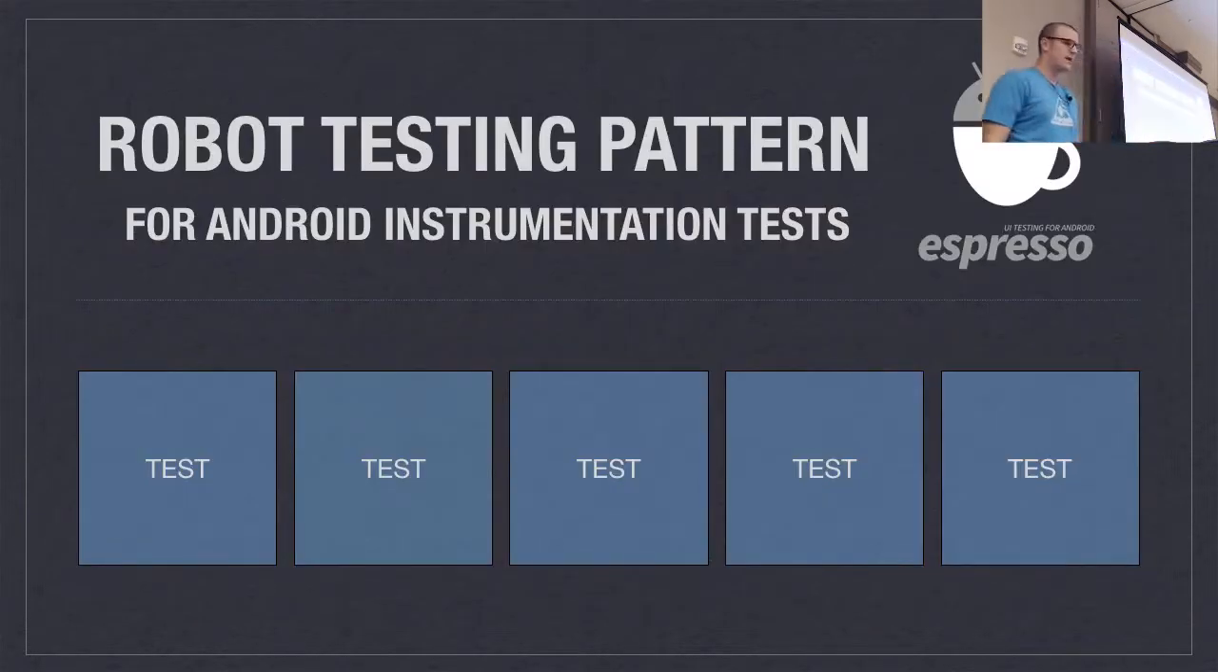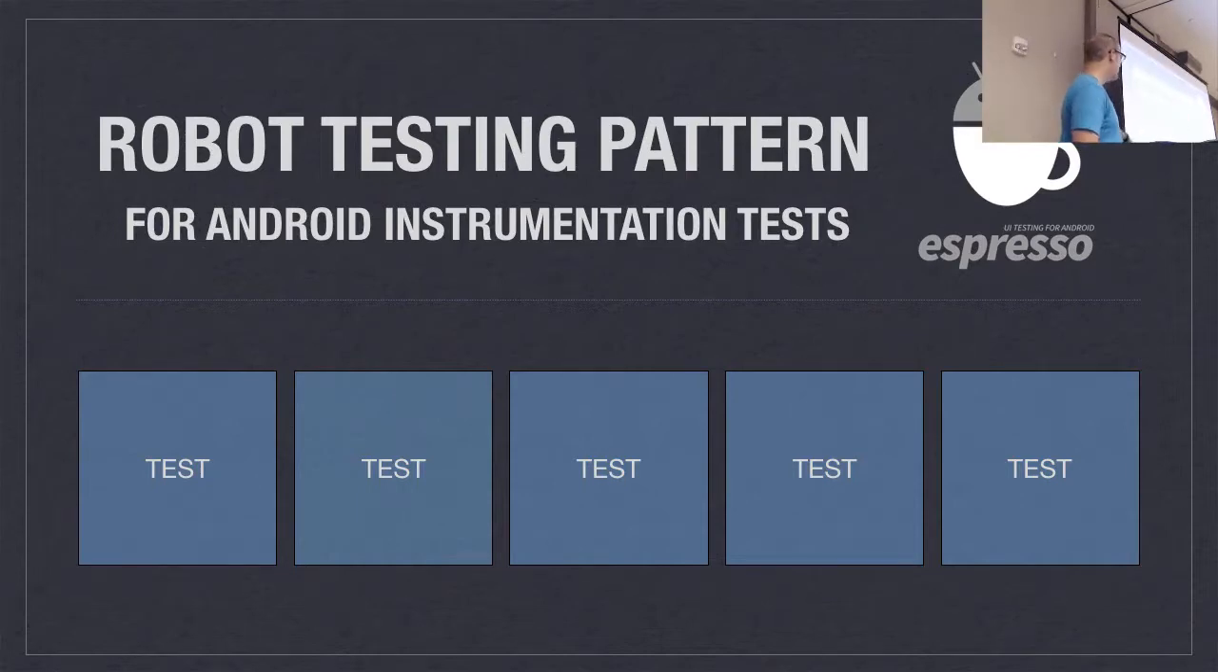All right, so we've kind of talked about what Espresso is, why we're going to use it, but now let's talk about some of the things that we can do in the code to make this more maintainable. So we're going to talk about the robot testing pattern for Espresso tests. And this is kind of analogous to any sort of pattern that you're setting up, whether it's MVP, MVVM. All of these are set up so you have a separation of concerns.